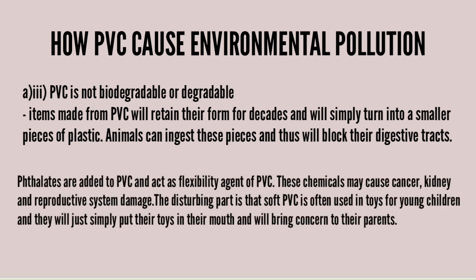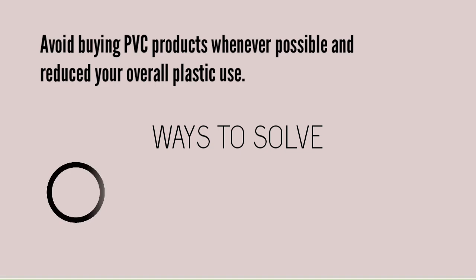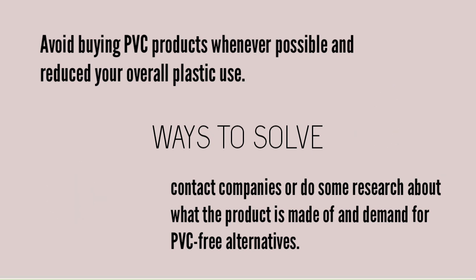Second point, phthalates are added to PVC and act as a flexibility agent of PVC. These chemicals may cause cancer, kidney and reproductive system damage. The disturbing part is that soft PVC is often used in toys for young children and they will simply put their toys in their mouth, which will bring concern to their parents. There are some ways to solve this problem. First, avoid buying PVC products whenever possible and reduce your overall plastic use. Lastly, contact companies or do some research about what the product is made of and demand PVC-free alternatives.